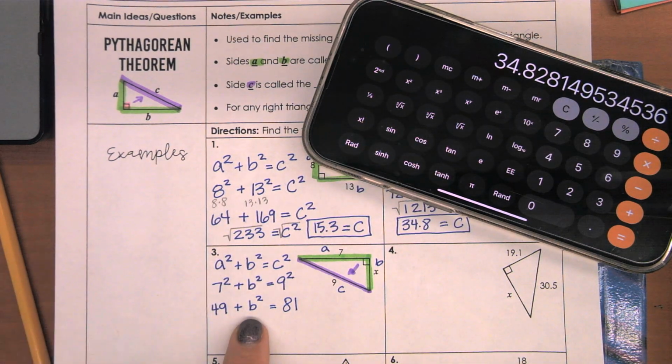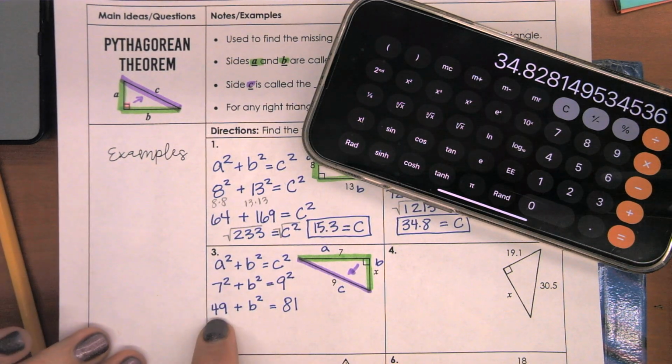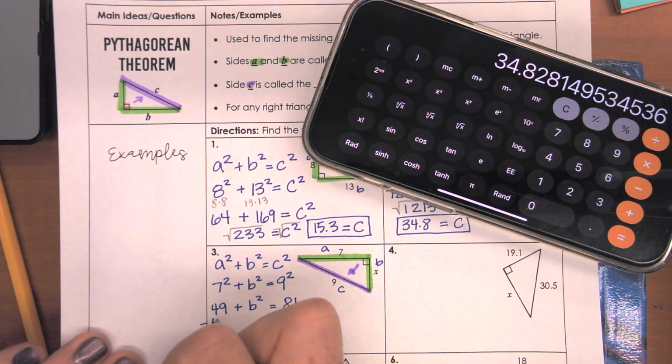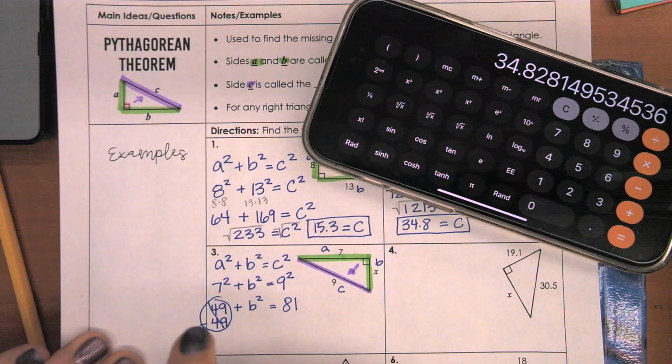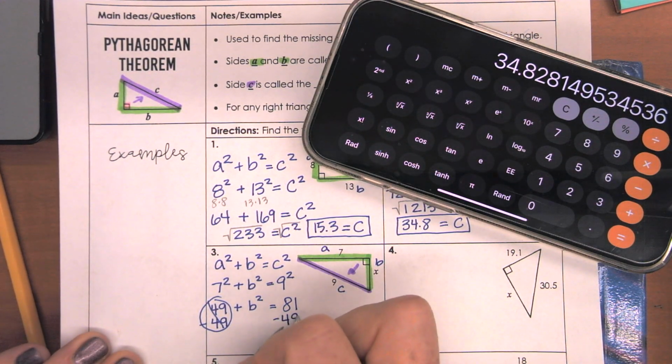I now have to isolate my variable. So notice that b squared has 49 over here. We need this all by itself. So I'm going to have to move this 49. If you remember back to Math 1, in order to move something, I need to use its opposite. This is a positive 49, so I'm going to subtract 49. And that becomes a 0, and it's gone. But whatever I do to one side, I have to do to the other side. So I'm going to minus 49.